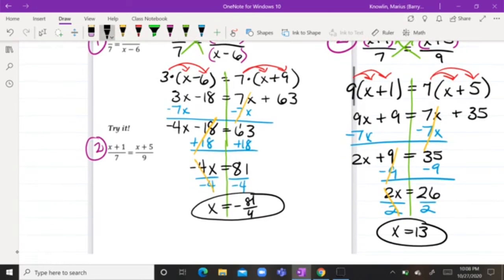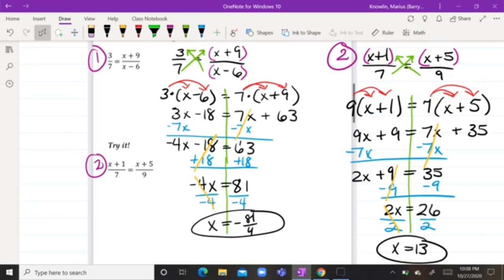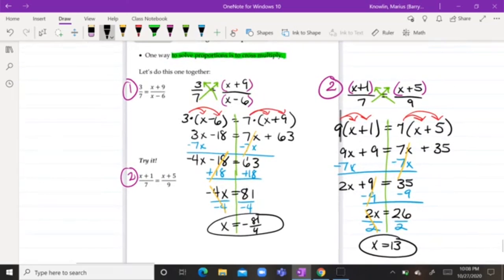Final answer. And remember, always go back and double check your work. So the first thing is to cross multiply: 9 times the group of x plus 1, 7 times the group of x plus 5. So 9 times that group is 9x plus 9. 7 times the other group is 7x plus 35. Subtract 7x. Then subtract 9. And we end up with 2x equals 26. Divide both sides by 2. X equals 13. So solving proportions, you cross multiply, simplify, and then divide. All right. Hope that helps.